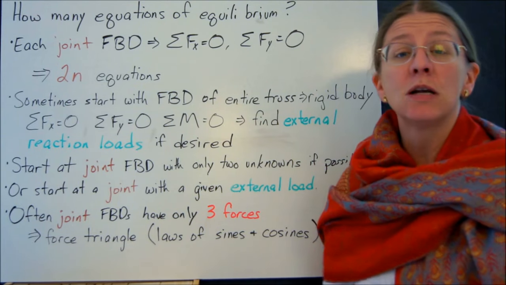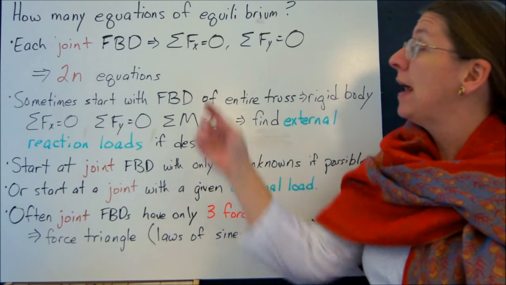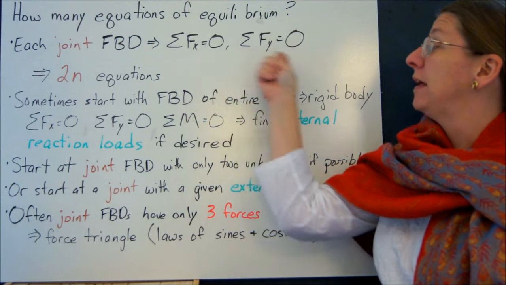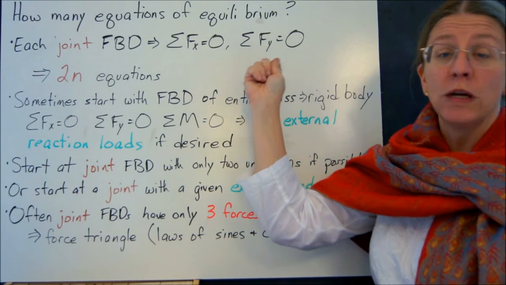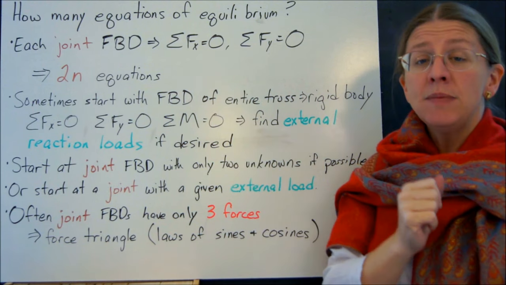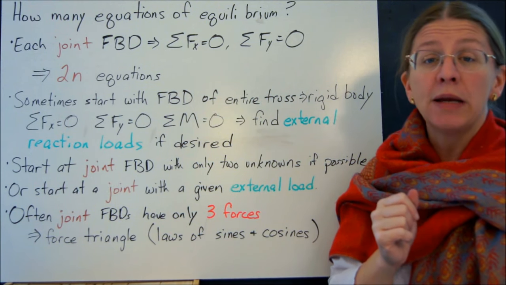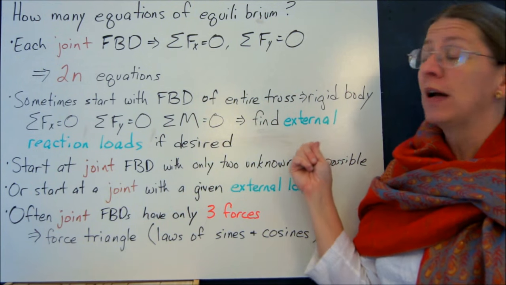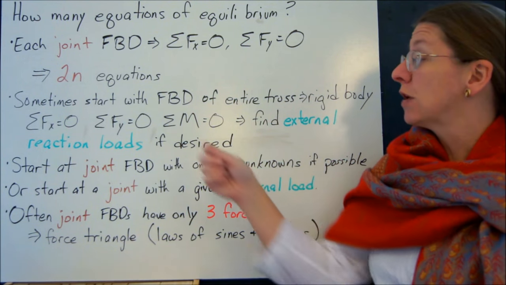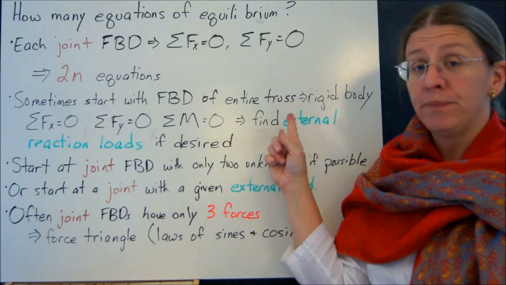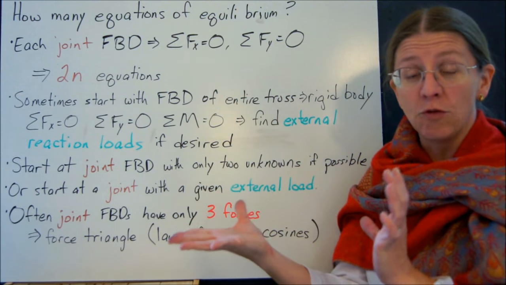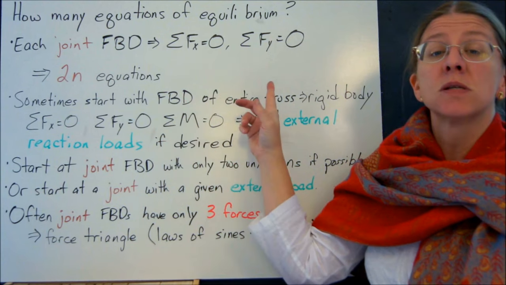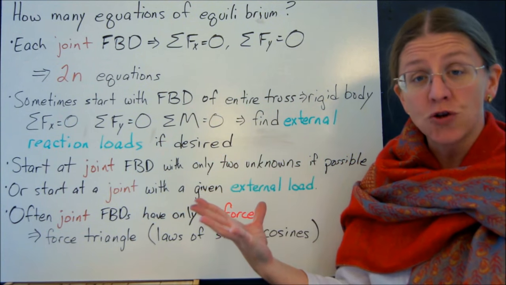So, how many equations do you get? If you have N joints, then you have 2N equations. And you will have these equations of equilibrium for each of your joints. Now, sometimes what you want to do is actually start with the free body diagram of the entire structure. That helps you know where you're at, and it helps you find your external loads. Your entire structure is actually going to be a rigid body. It has the possibility of rotating. It has dimensions. So you can write the sum of the forces in X, the sum of forces in Y, and the sum of the moments for your entire structure.